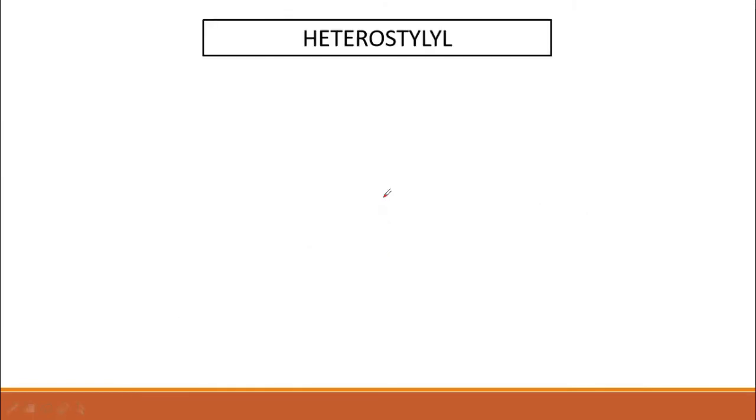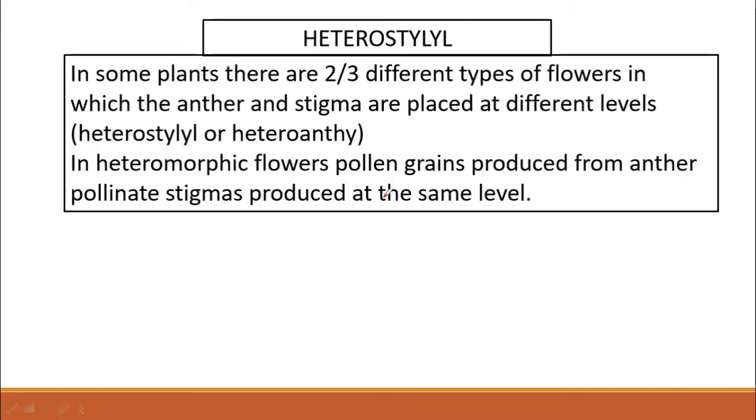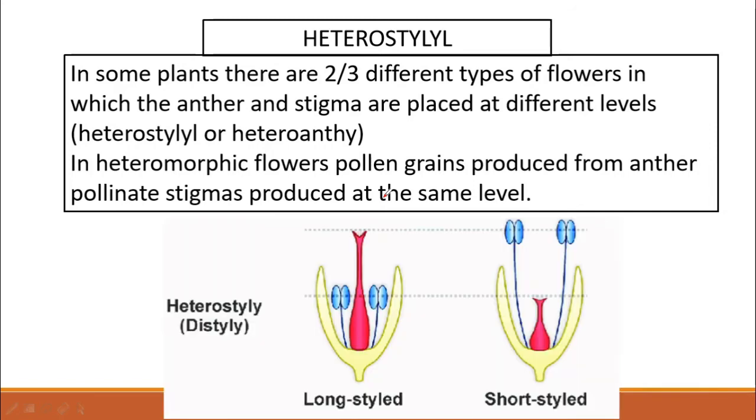As the name says, hetero means difference, and style refers to the length of the style. In some plants there are two or three different types of flower in which the anther and stigma are placed at different levels. Different levels in the sense the position of the anther and stigma are placed at different levels. So we call it heterostyly or heteroanthy.